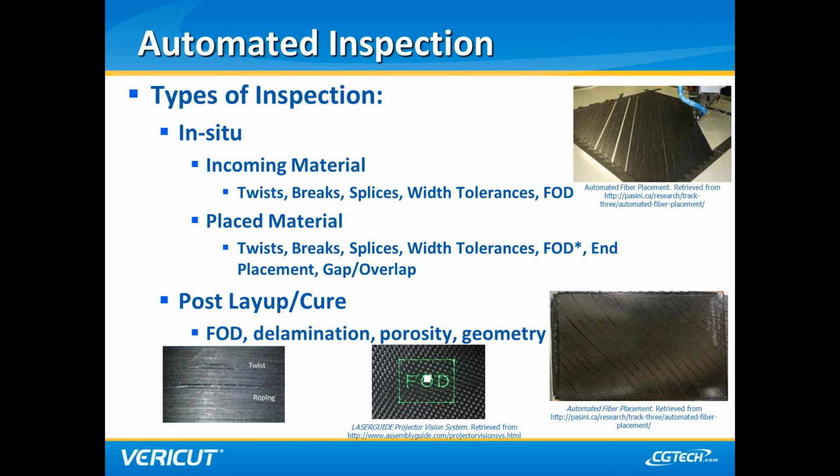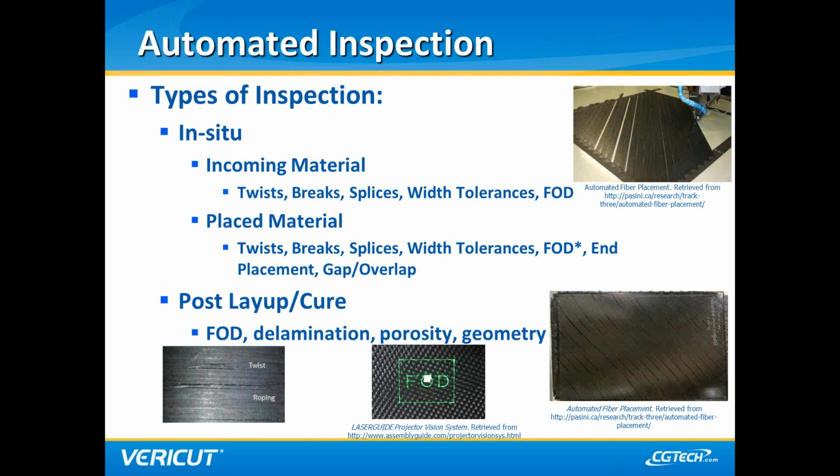The disadvantage I'd say with inspecting the incoming material, though, is you're not verifying that you're laying up material where it's supposed to go. Just because you don't have some of these features in your material doesn't mean you're going to lay up material within whatever your tolerance may be, maybe plus or minus 1/8 of an inch or plus or minus 1/4 inch of the intended ply boundary.